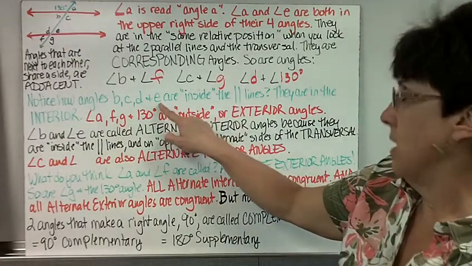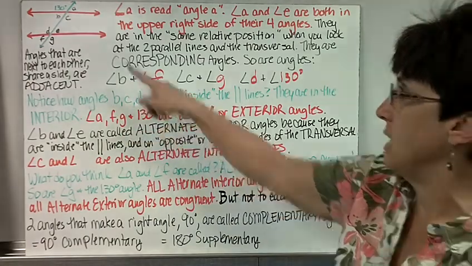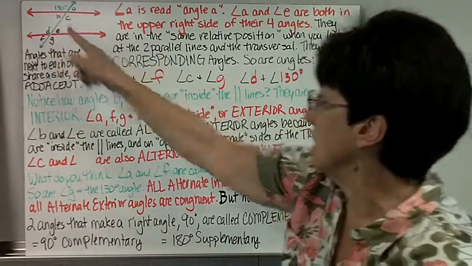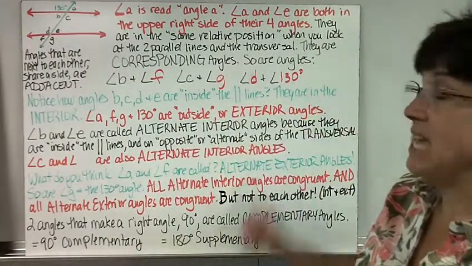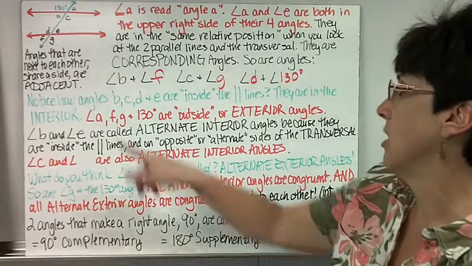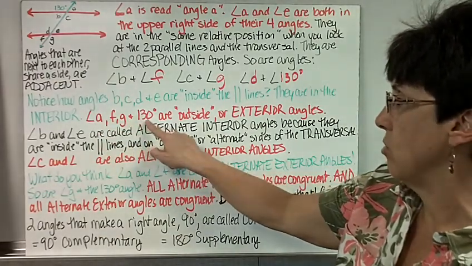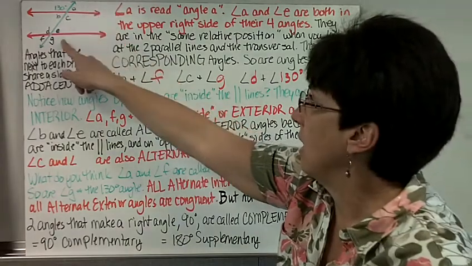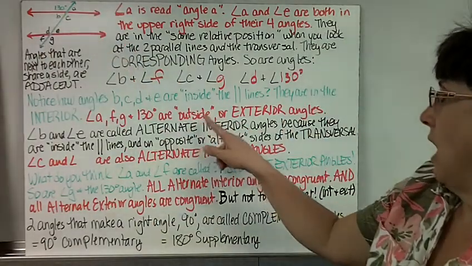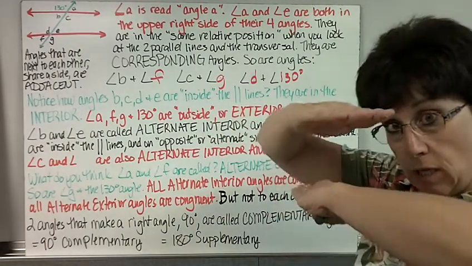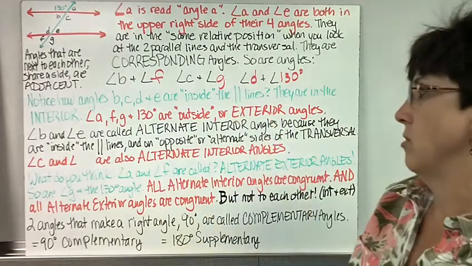All right, next thing. Notice how angles B, C, D, and E are on the inside of the parallel lines. They are all in the interior. Angle A, F, G, and the 130 degree angle are outside of the parallel lines. If here's your parallel lines, they're on the top and bottom. So they are called exterior angles.